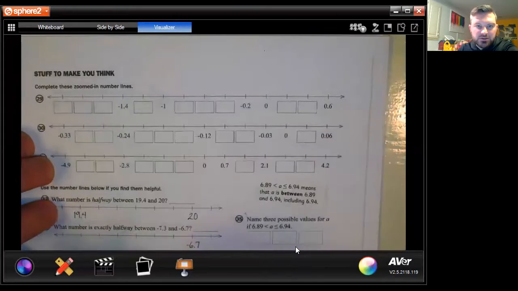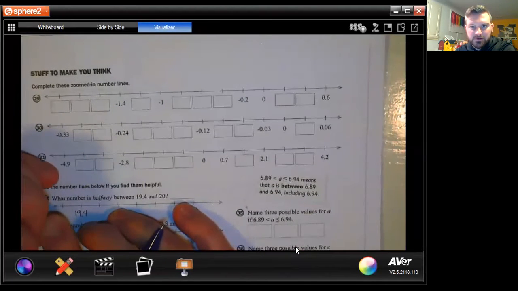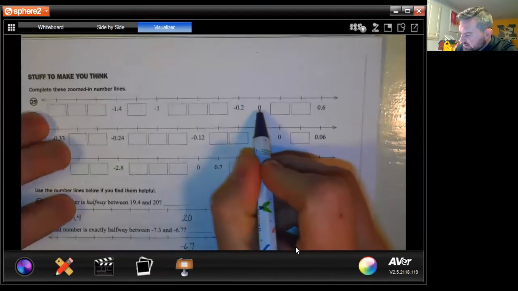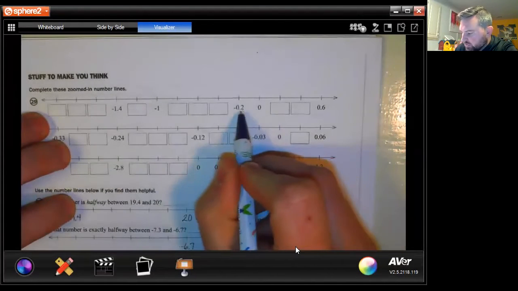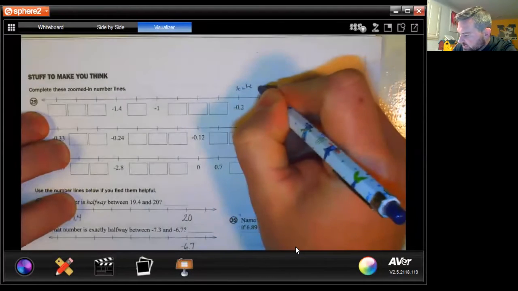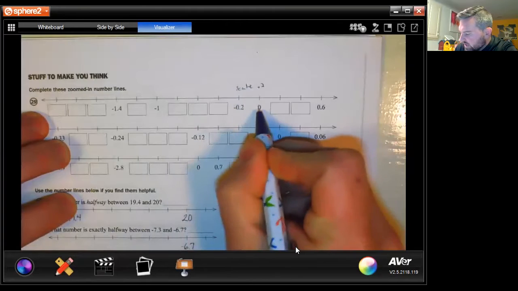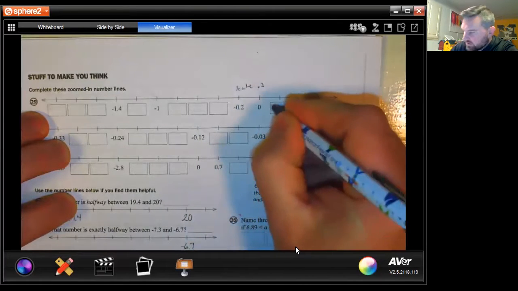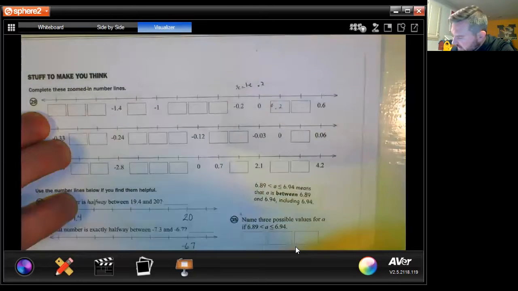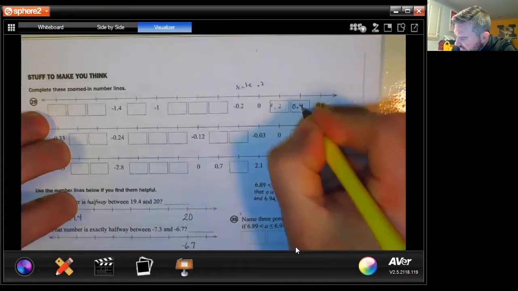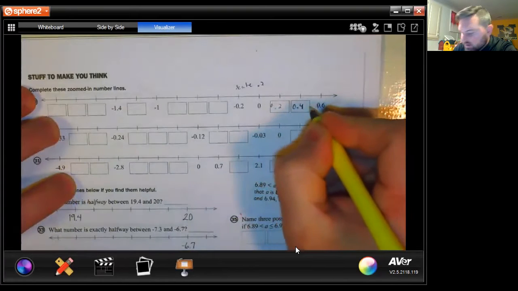Complete the zoomed in number lines. And if you notice here, they've changed the scale on us a little bit. So here's 0, and they go from 0 to 0.2. So the scale here is 0.2. They went negative 0.2, the opposite of that would be positive 0.2, 0. Then you go 0.2 more, which is 0.4, and then 0.6. So you're just going by even numbers.